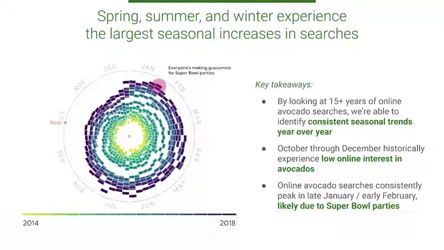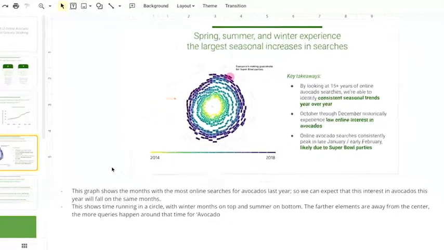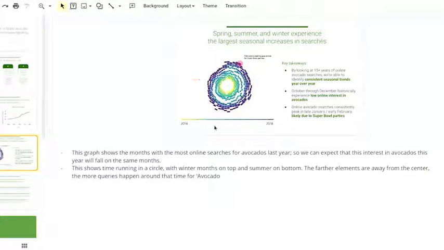If we're showing this visual graph of annual searches for avocados, we might want to frame it by saying, this graph shows the months with the most online searches for avocados last year. So we can expect that this interest in avocados will fall on the same months this year. That can even be used in our speaker notes for this slide. This is a great place to add important points you want to remember during the presentation ahead of time. These notes aren't visible to your audience in presentation mode, so they're great reminders you can refer to as you present. Plus, you can even share your presentation with speaker notes ahead of time to make the content more accessible for your audience.